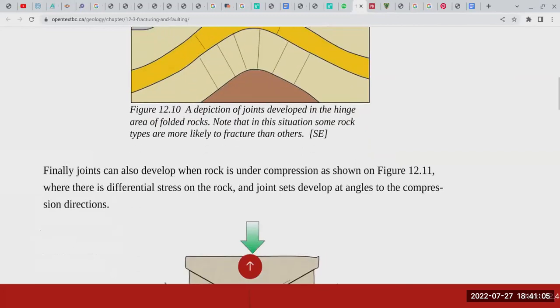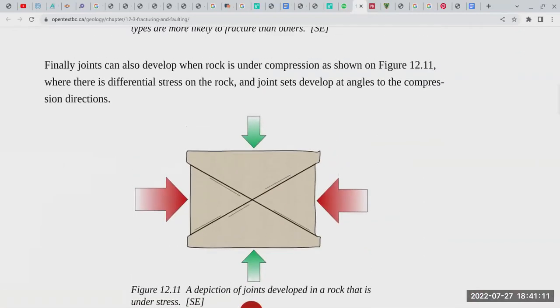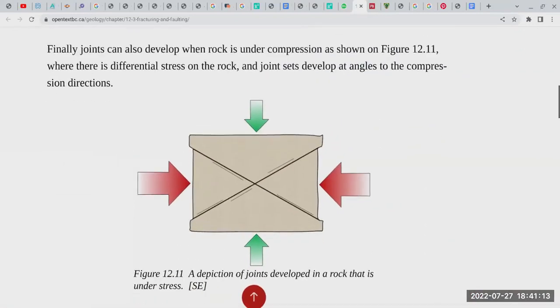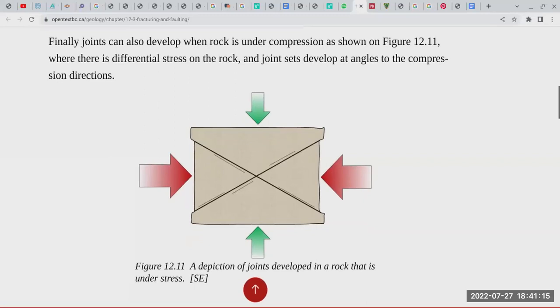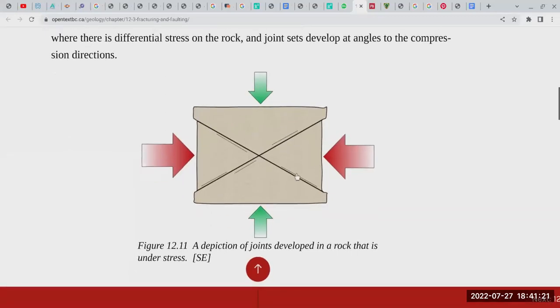Finally, joints can also develop when rock is under compression, as shown in figure 12.11, where there is differential stress on the rock, and joint sets develop at an angle to the compression direction. So you have compression from top to bottom, and compression from side to side.